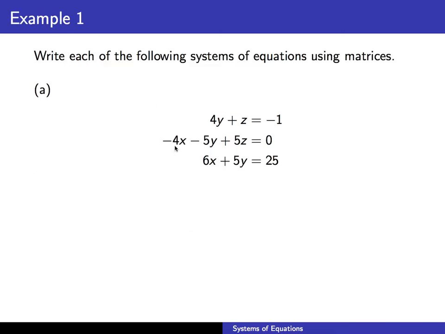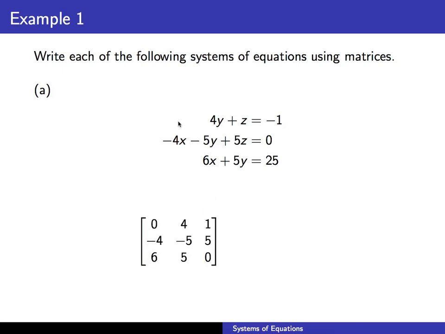So example 1, we're going to write each of the following as a system of equations using matrices. In example A, the first equation is 4y plus z equals -1. Our next equation is -4x minus 5y plus 5z equals 0. And our third equation is 6x plus 5y equals 25. So our first and third equations have some missing variables. We're going to have to fill those in with zeros.